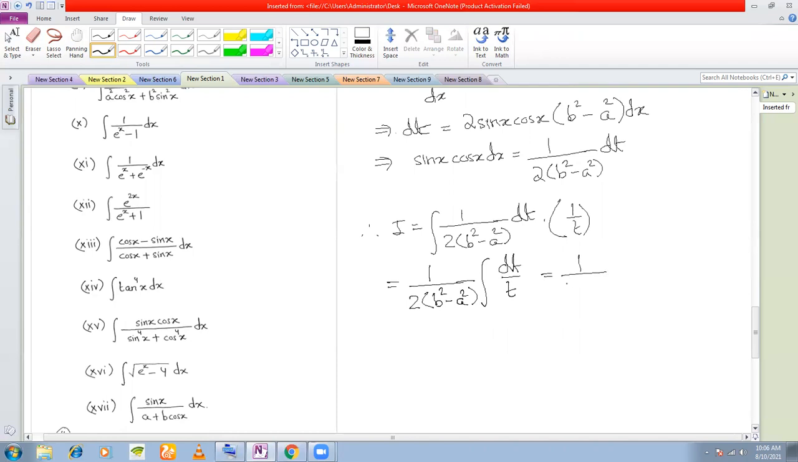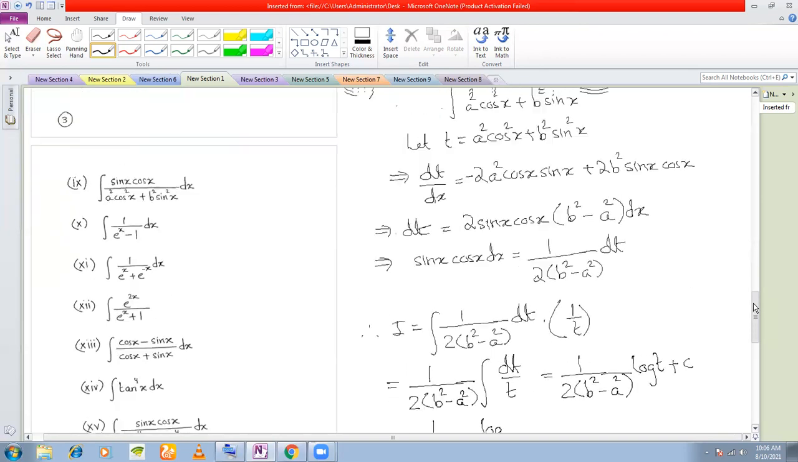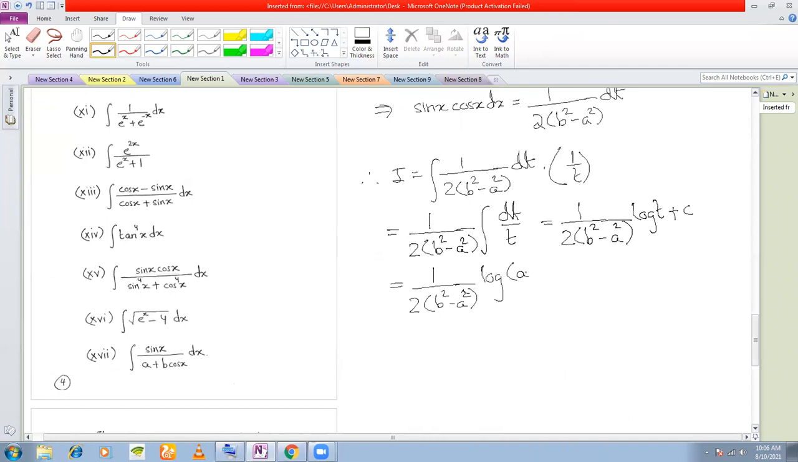So I get 1 by 2(b square minus a square) log t plus c, which is equal to, now put the value of t, 1 by 2(b square minus a square) log of (a square cos square plus b square sin square) plus c, and that is your answer. Okay, moving on to the next one.